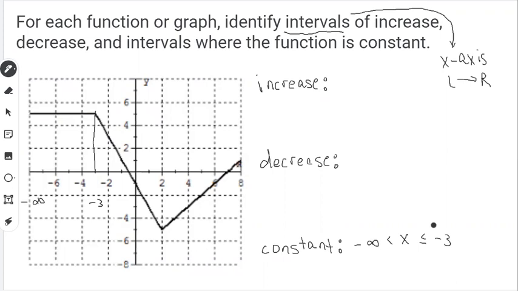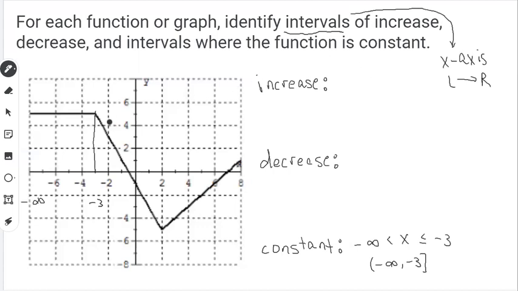Basically, we're just looking at the graph, we're looking at the x-axis, and we're seeing on which intervals of the x-axis the function is increasing, decreasing, or constant. So from negative infinity to -3, the function is flat. That means it's going to be constant. So you can write it like this, or you can write it like negative infinity to -3, and then close it up with a square bracket because we're going to include -3. Okay, so that is where the function is constant.